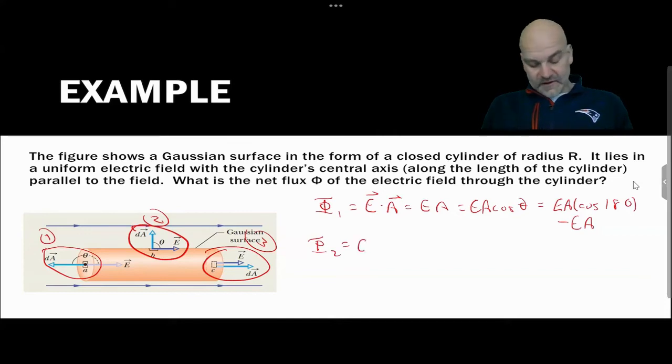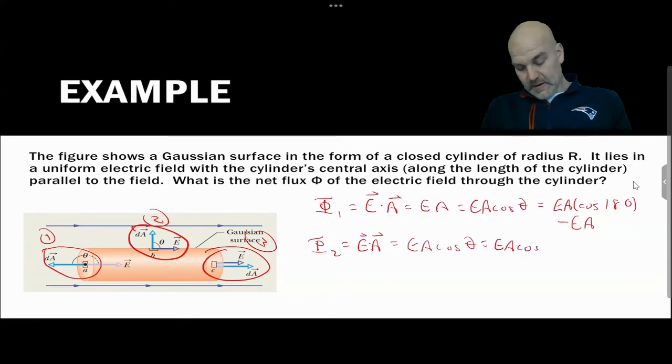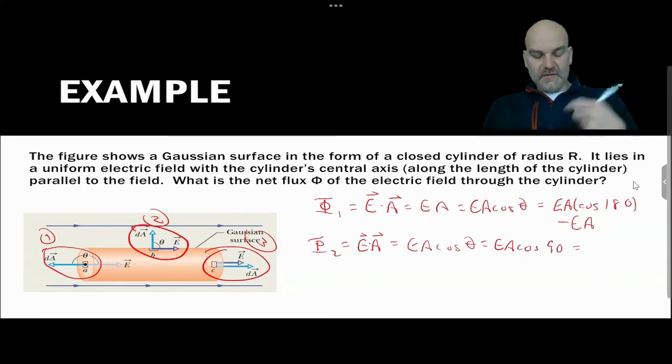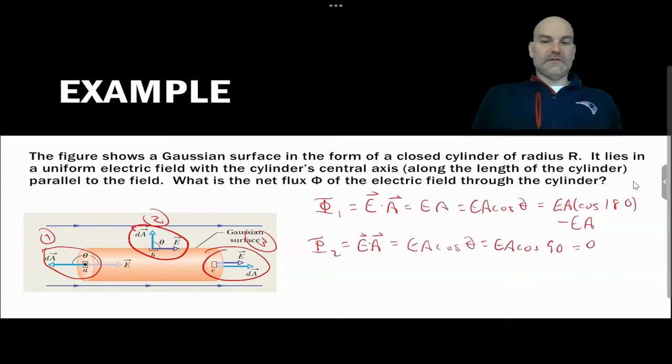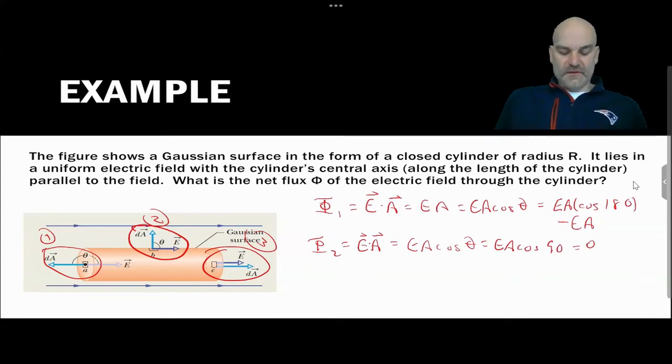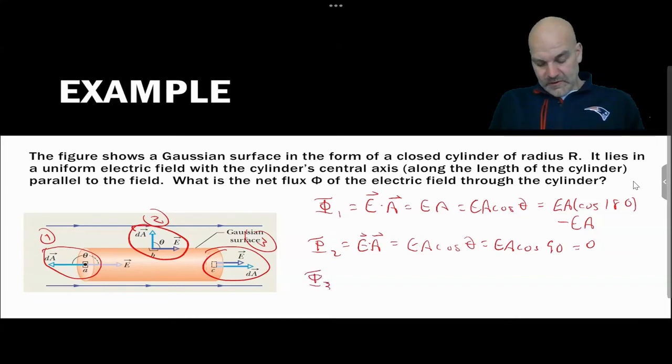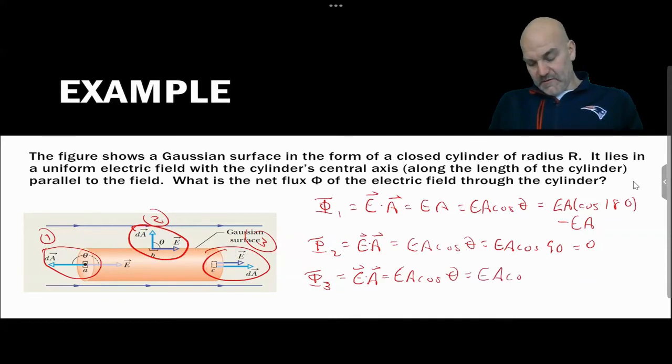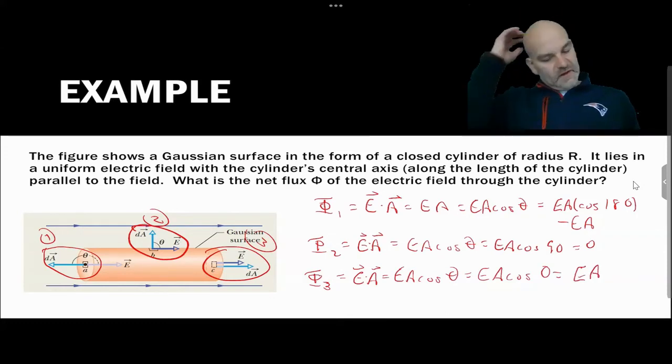So the second flux would be E dot A, right, or EA cosine theta, but it's perpendicular, so that means it's the cosine of 90. So on the surface, the big main cylindrical part of it, we have no electric flux going through it, or no electric field passing through it. And then for the third one, the right end cap here would be E dot A, which is EA cosine theta, which theta in this case is 0. And so that would be an electric flux of EA.